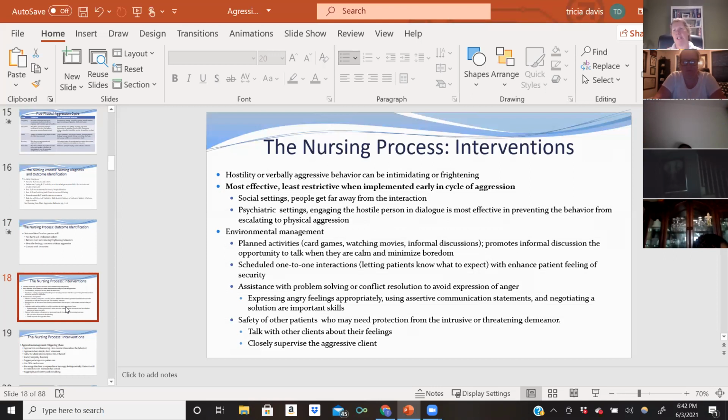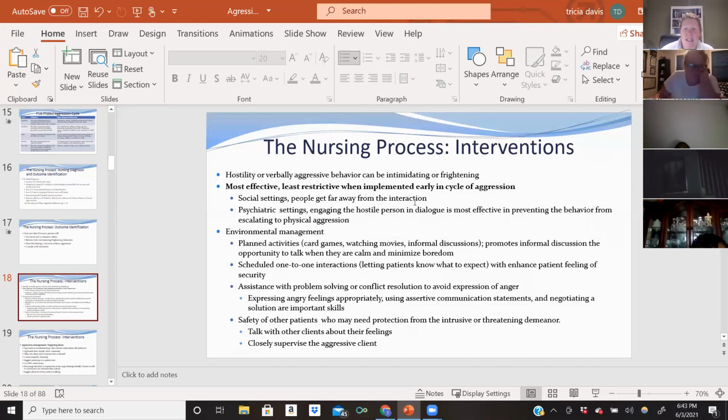So we wouldn't see a patient that got up and started swinging his arms and maybe said he was angry, and take him and put him in seclusion and put restraints on him. That wouldn't be considered the least restrictive. We would want to try everything else first. So sometimes in social settings, people tend to get far away from the interaction. You'll see other patients that see that something's going to happen and they'll get up and move far away. You'll see staff members sometimes, when they see that things are starting to escalate, get up and move away.